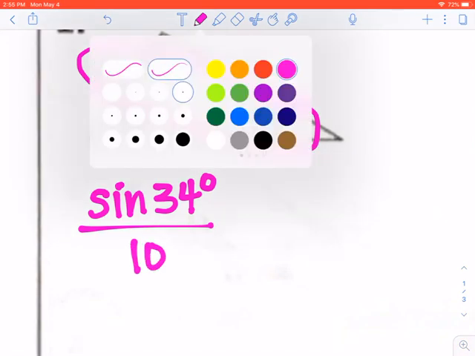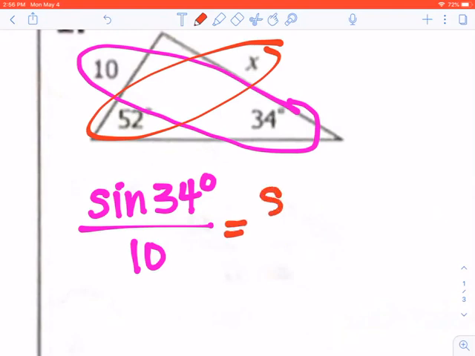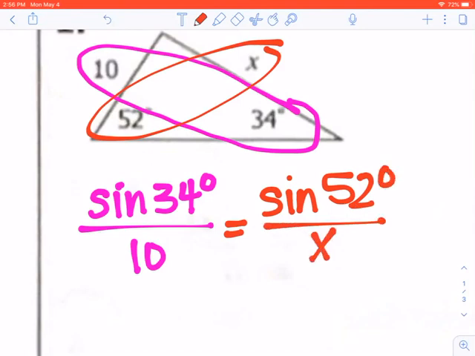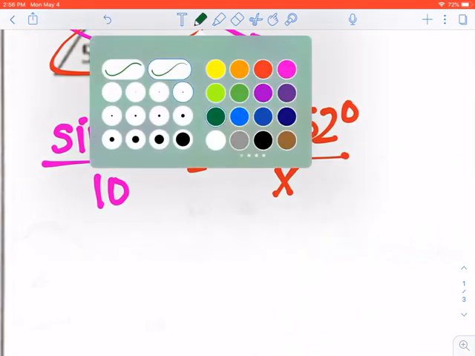So I have that angle-side pair. But I also have another angle-side pair: 52 degrees and the x. 52 is opposite the x, so they always have to be opposite each other. And so I can write for our equation sine 52 degrees divided by x. Now what I've done is I've just used law of sines to create this equation to find the missing value x. On these types of problems, we are always going to cross multiply.